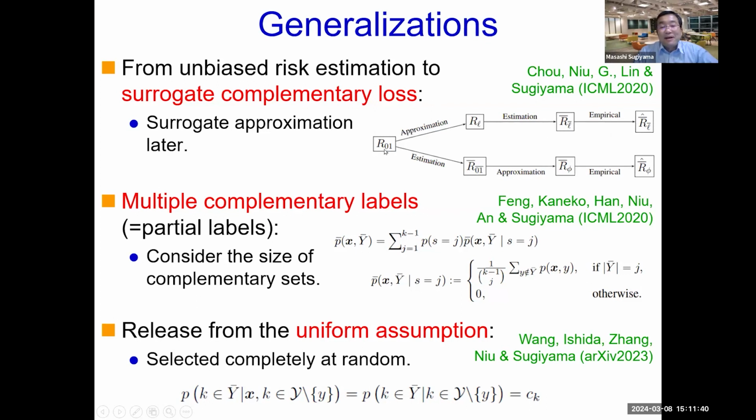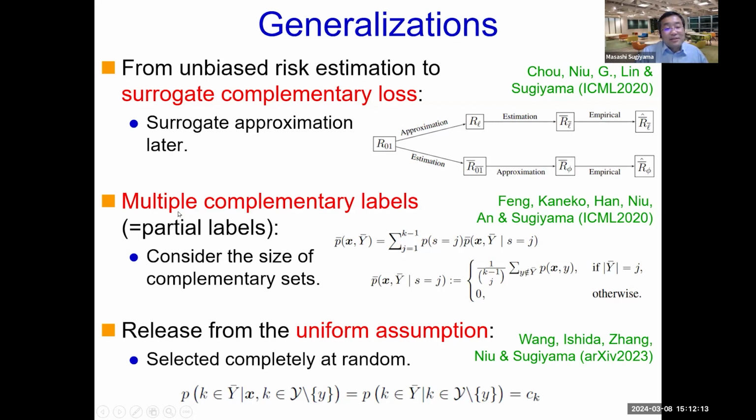But in this paper, we considered another path. We first tried to express R01 with complementary labels. Then we approximated it with a surrogate complementary loss phi. Then finally, we applied the empirical approximation. By that, we can find that gradient estimation for training a neural network is actually more stable in the latter approach.